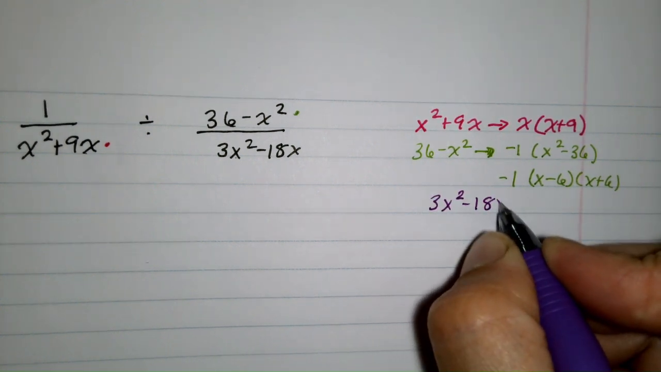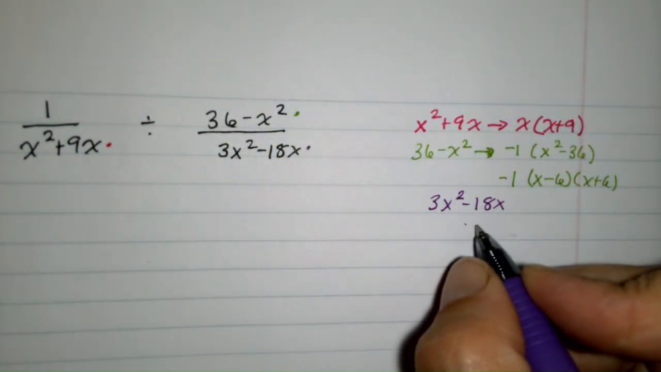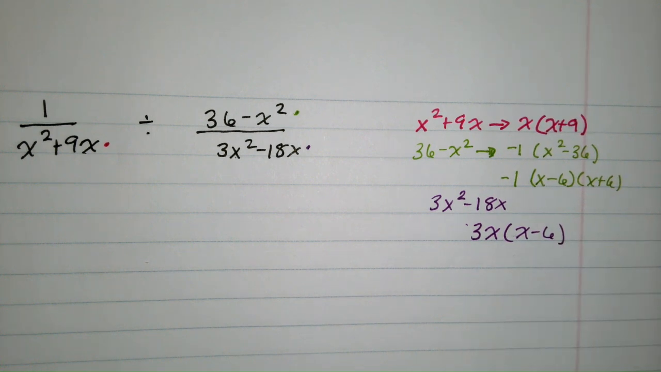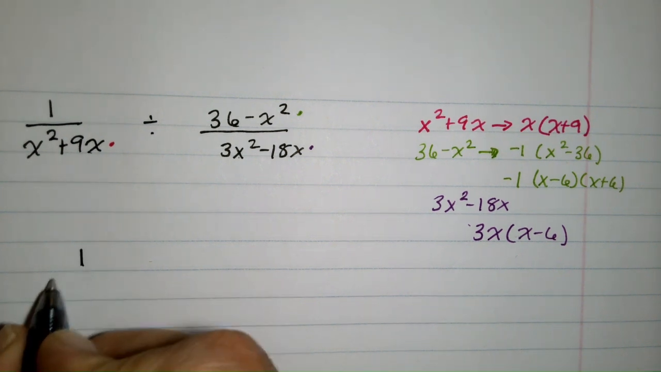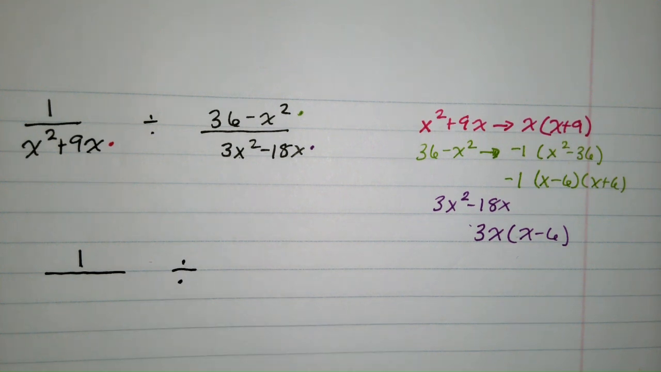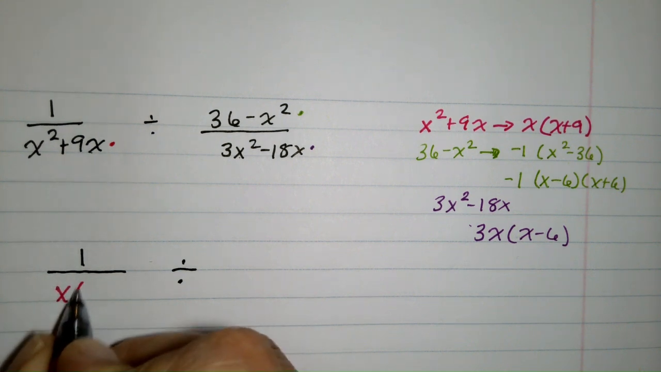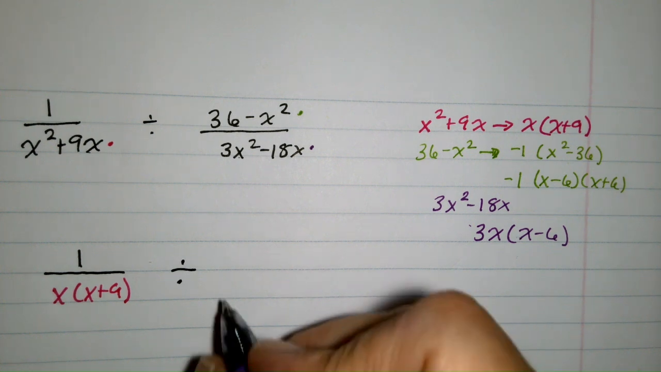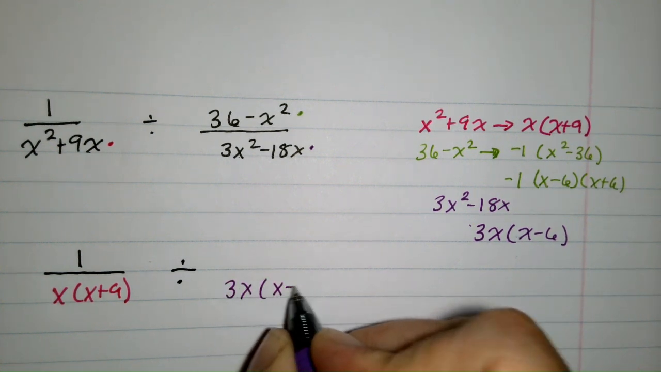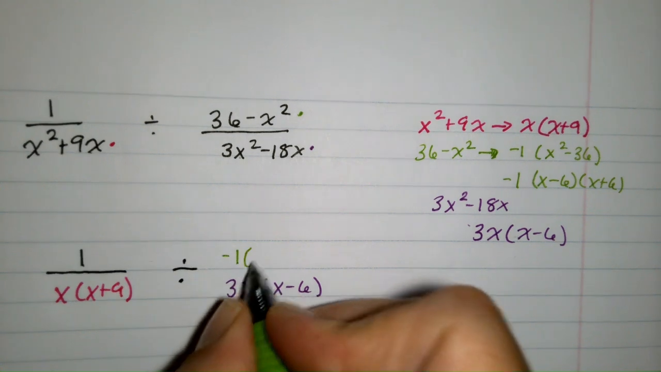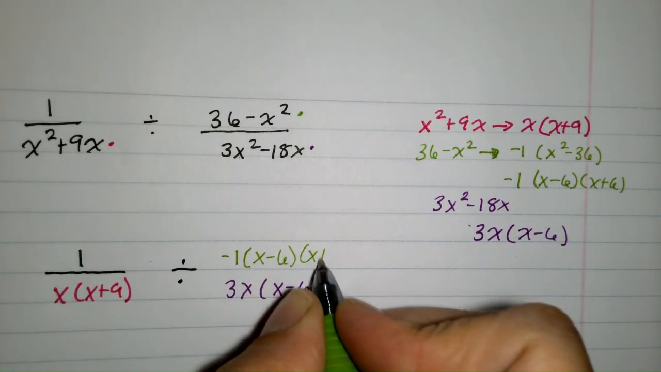3x squared minus 18x. This has a GCF of 3x, leaving us with x minus 6. Okay, let's pop those in. 1 over divided by. So instead of x squared plus 9x, we have x plus 9. And we have 3x, x minus 6. And we have negative 1, x minus 6, x plus 6.